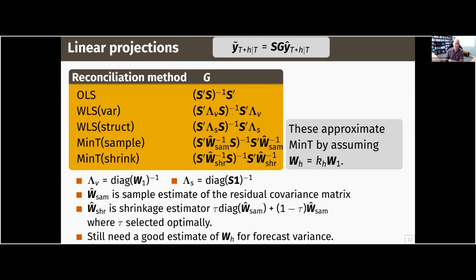Or we could just take the sample covariance matrix of the residuals, and that gives us MINT sample. This fourth one here. But if we have a lot of series, then the covariance matrix of a huge lot of series is probably going to be singular because of these correlations that are quite strong. So that doesn't always work. And then the last one is what we call MINT shrink, which is a shrinkage estimator to basically shrink towards the diagonal.